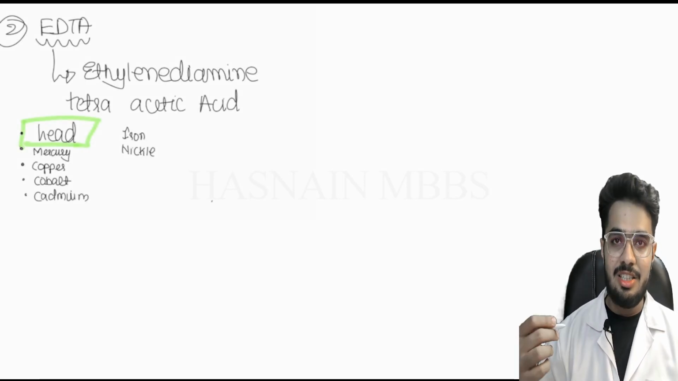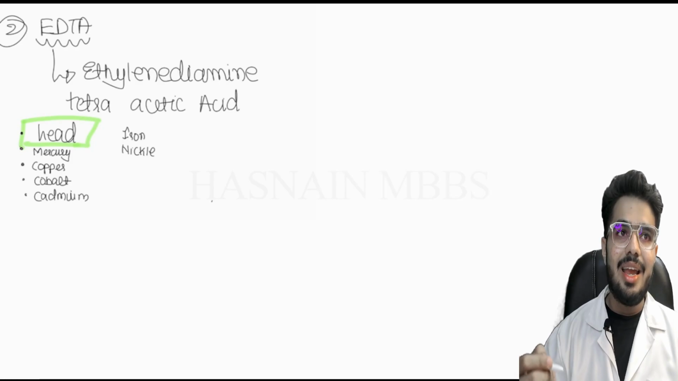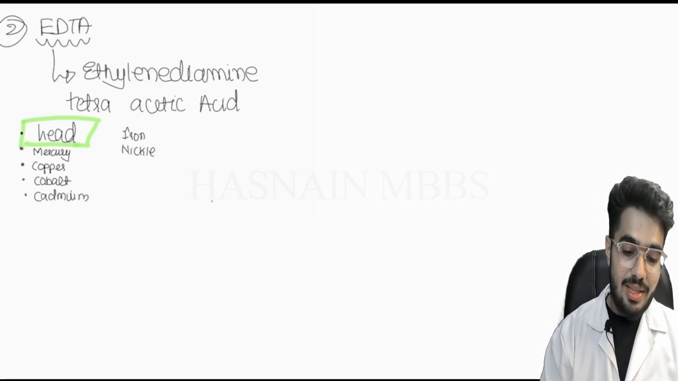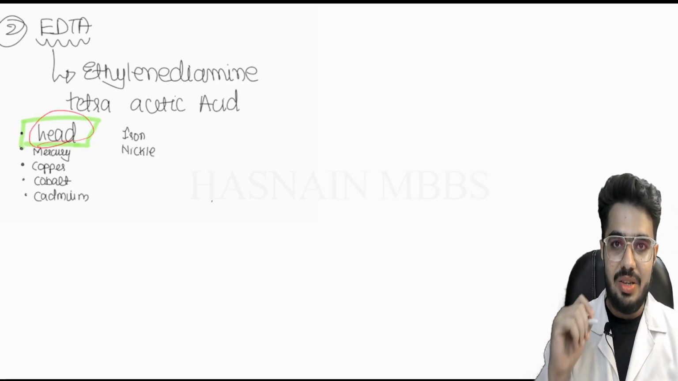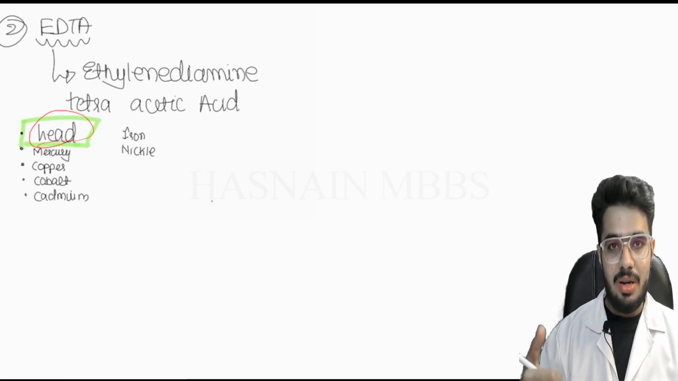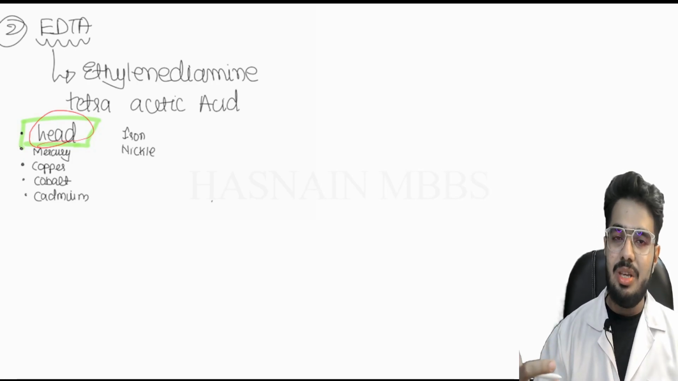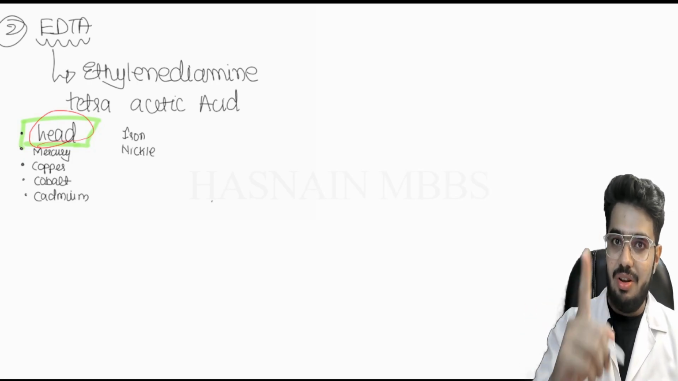Now we'll talk about our second chelating agent, that is EDTA, ethylenediaminetetraacetic acid. It is now used exclusively for lead. Very important: if there is lead poisoning, we give EDTA. It is also used in mercury, copper, cobalt, cadmium, iron, nickel, but mainly it is for lead.